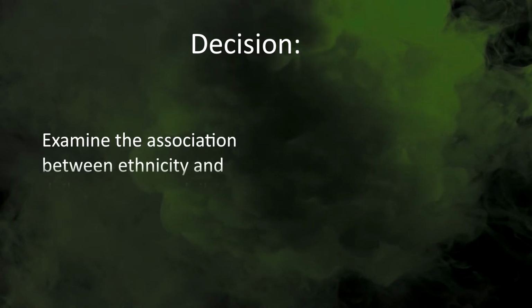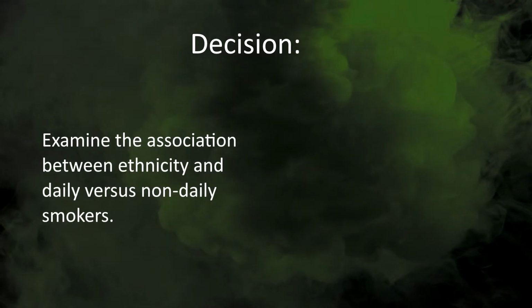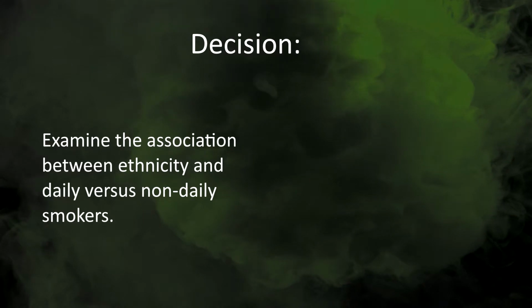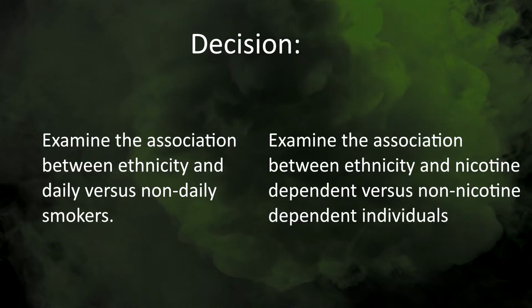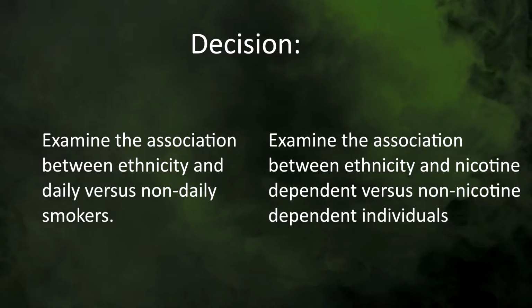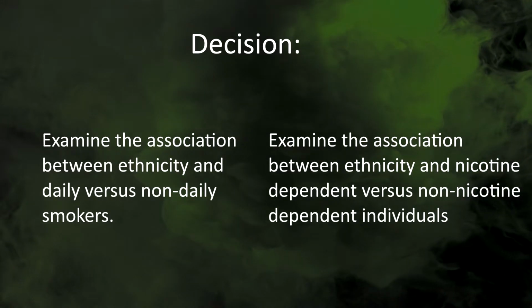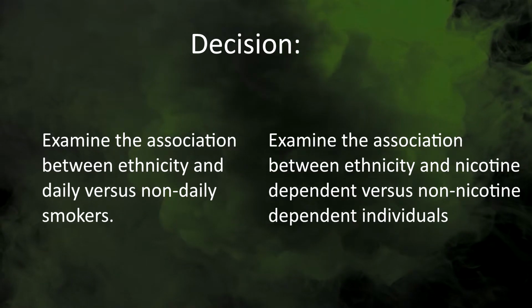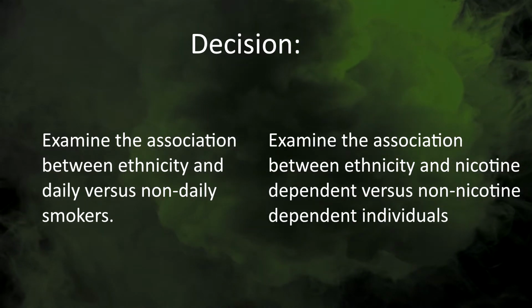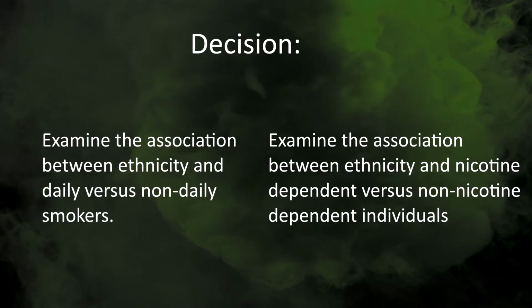Here are two perfectly reasonable decisions that we could make. We could examine the association between ethnicity and daily versus non-daily smokers, or we could examine the association between ethnicity and nicotine-dependent versus non-nicotine-dependent individuals, thereby collapsing across these categories in some way. In either case, some data management needs to be added to the program.